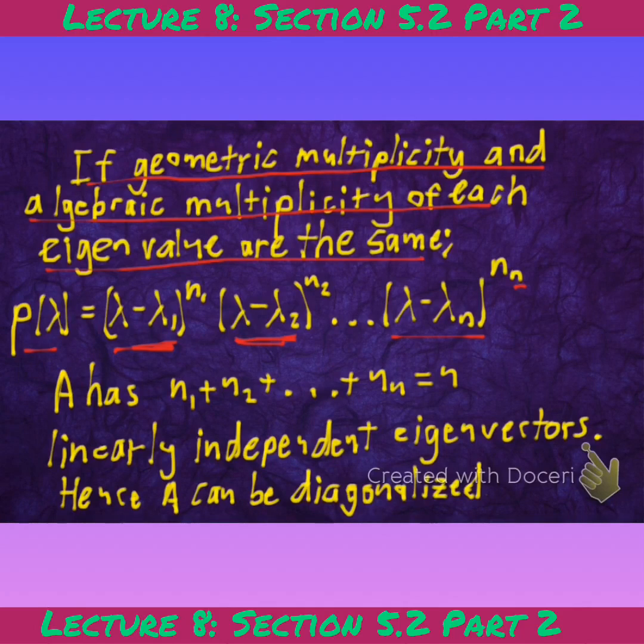How many such eigenvectors are there going to be? There are going to be exactly n1 plus n2 up until nn eigenvectors, so that's a linearly independent set of cardinality n, and so A has n linearly independent eigenvectors. There's a theorem that we did which says that if an n by n matrix has n linearly independent eigenvectors, then it is diagonalizable.